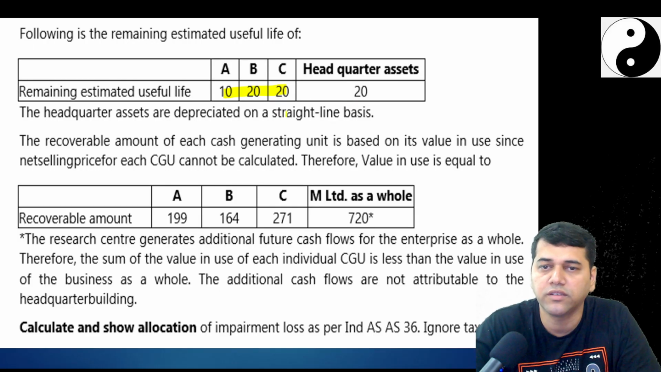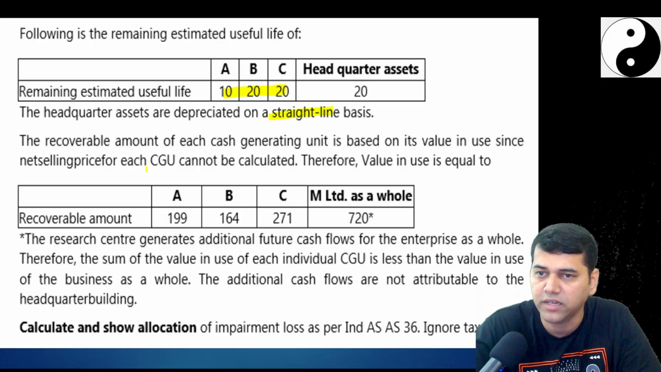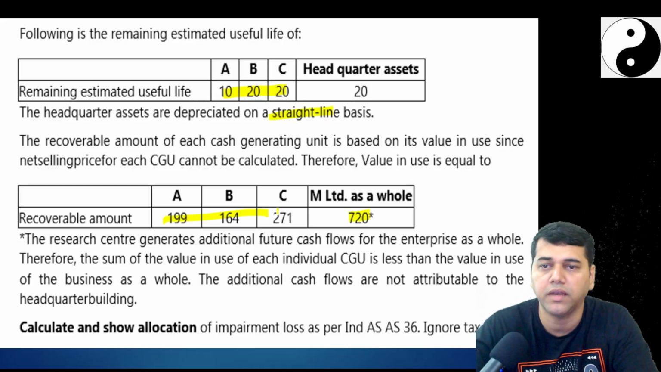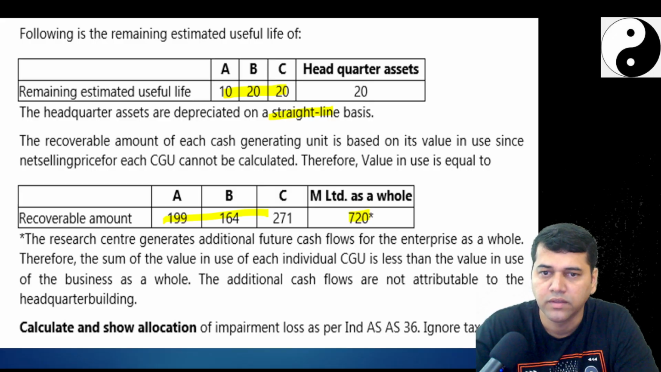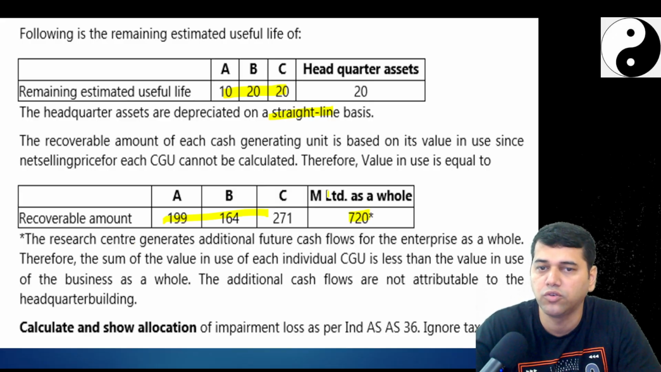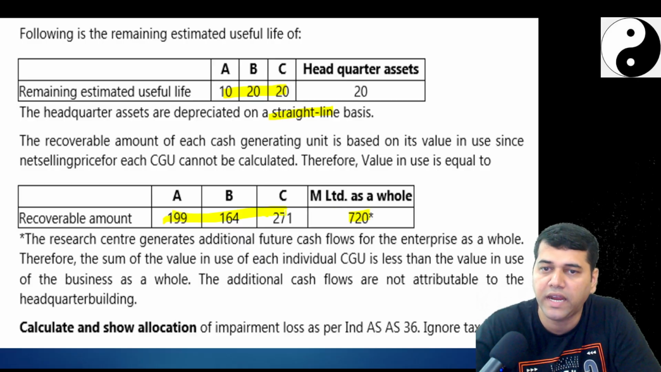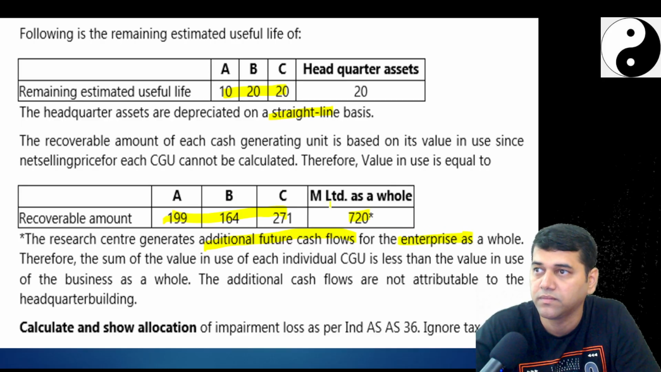The headquarter assets are depreciated on a straight line. Recoverable amount also they have given you, and for the company as a whole they have given. And this time they said the research center generates, okay, is it matching the company as a whole? 199 plus 164 plus 271, 634. No, they have given one note there. It's not matching. But individually, if you add, the research center generates additional future cash flows for the enterprise as a whole. That's why it's not matching.